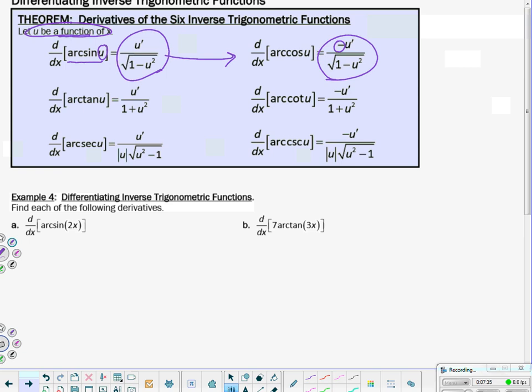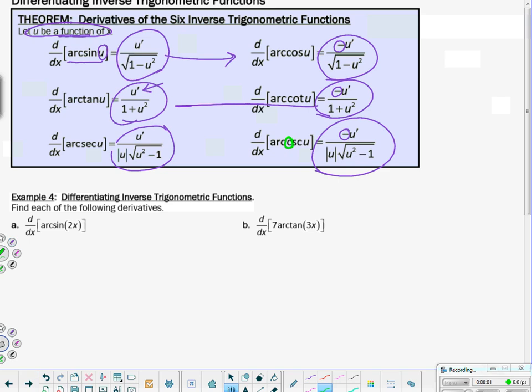Arctan has no square root in it. It does embed the chain rule with us, so we get u prime over 1 plus u squared. Oh, look at the similarities here. Everything's the same except cotan picks up a negative. And here is your arc secant rule. It matches up with your arc cosecant, except for arc cosecant has a negative.